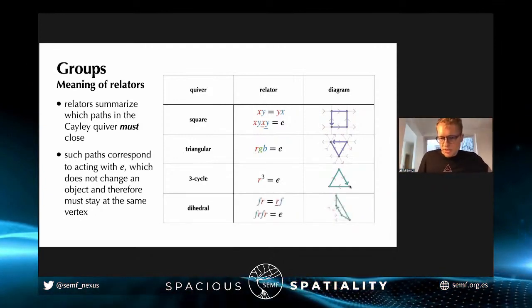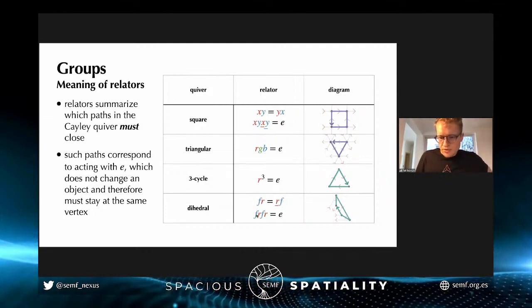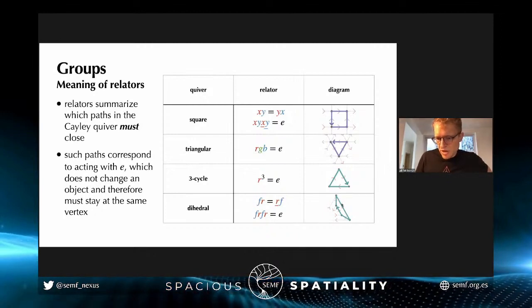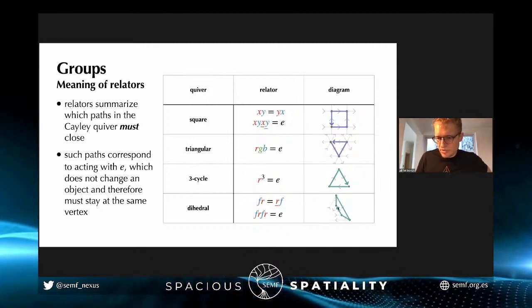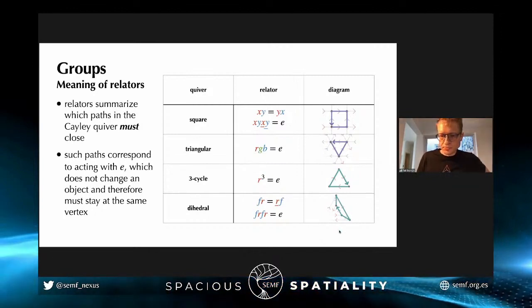And then for the dihedral group, it's a little bit more subtle. You can rearrange it slightly, and it ends up saying that if you flip and rotate and flip and rotate, you're back where you started. And you can see that that path does indeed close in the nested triangle Cayley quiver that we saw earlier.